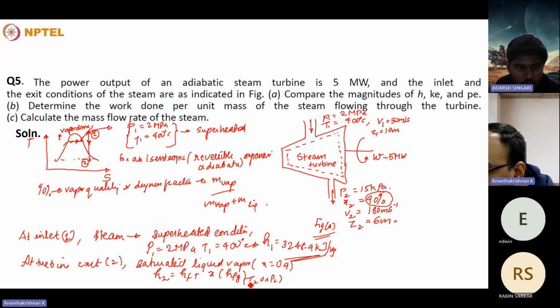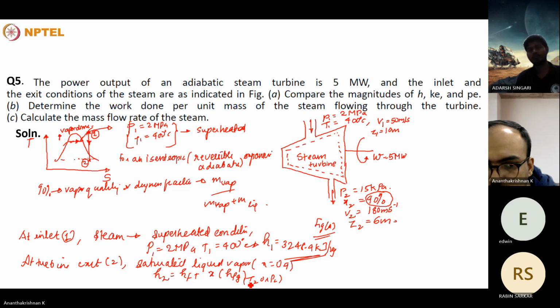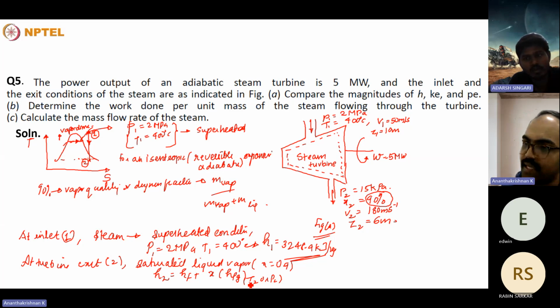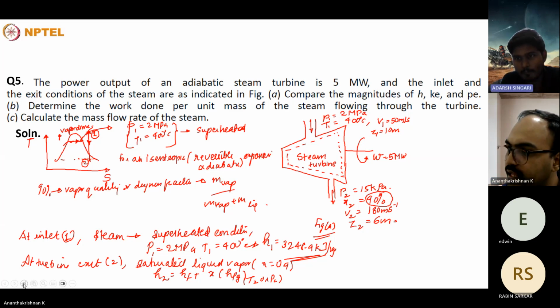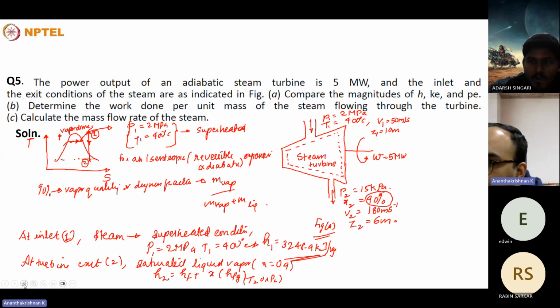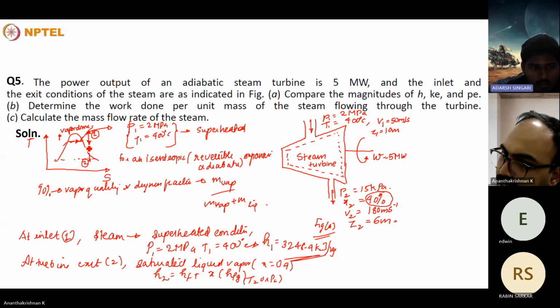At the turbine exit, state point two does not lie on the saturated liquid vapor line, right? It does not lie exactly on the saturated liquid vapor line. Saturated liquid vapor is equal to wet vapor, sir. I guess it doesn't lie on this particular line. It doesn't lie on the saturated vapor curve.